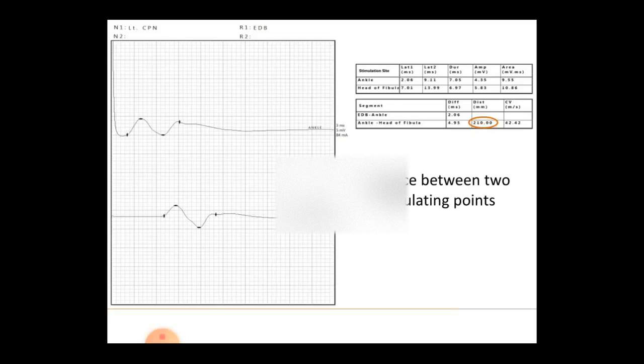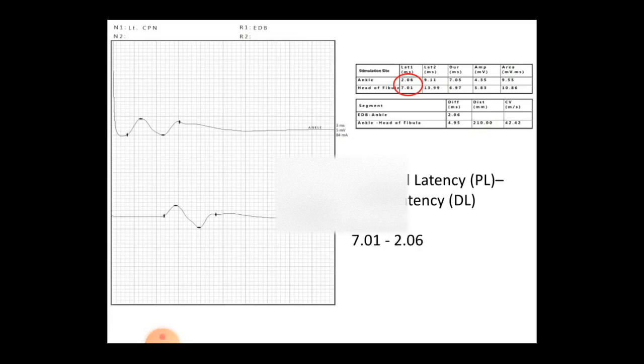Generally we measure in centimeter, so it is 21 centimeter when we perform the test, but the machine asks for millimeter. That's why instead of 21 centimeter we write 210 millimeter. Now we have to identify the difference of proximal latency and distal latency. Clear? Proximal latency is definitely because of stimulation at the head of fibula, and distal latency is because of stimulation at the ankle.